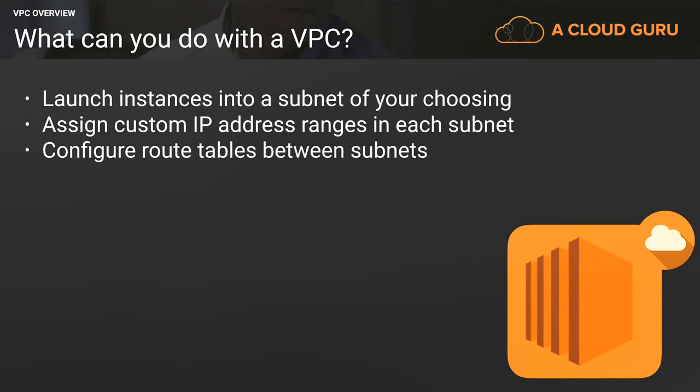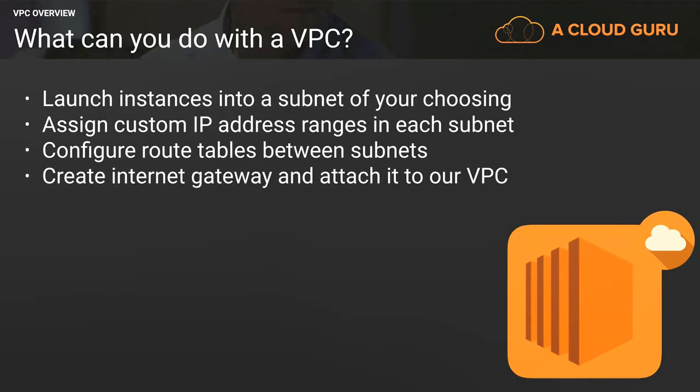We can configure route tables between the subnets. So route tables basically say which subnets are allowed to speak to which other subnets. You can specifically stop one subnet being able to communicate to another subnet within a VPC. We can create an internet gateway and attach it to our VPC. Be aware that you can only have one internet gateway per VPC.